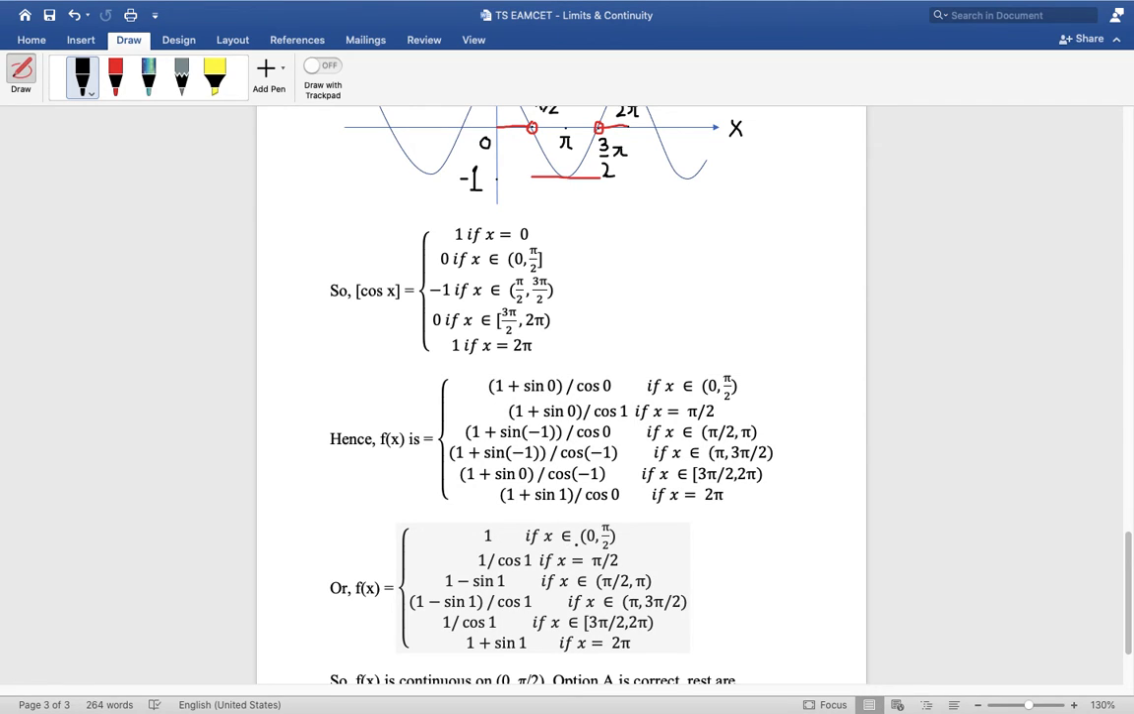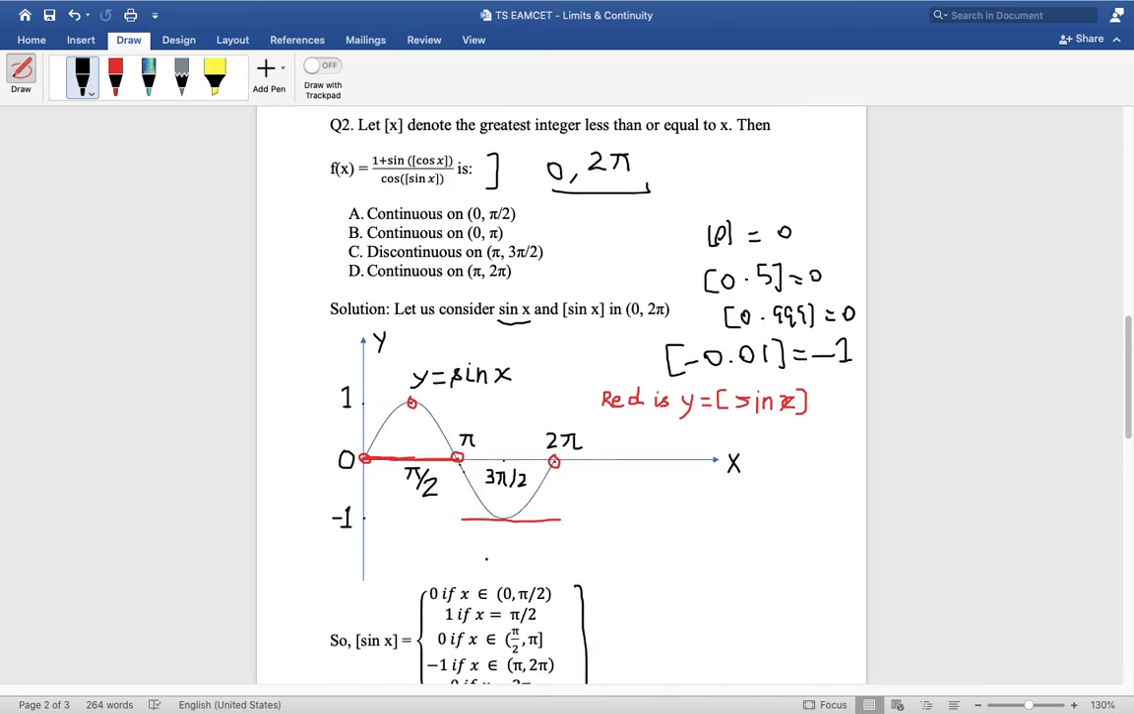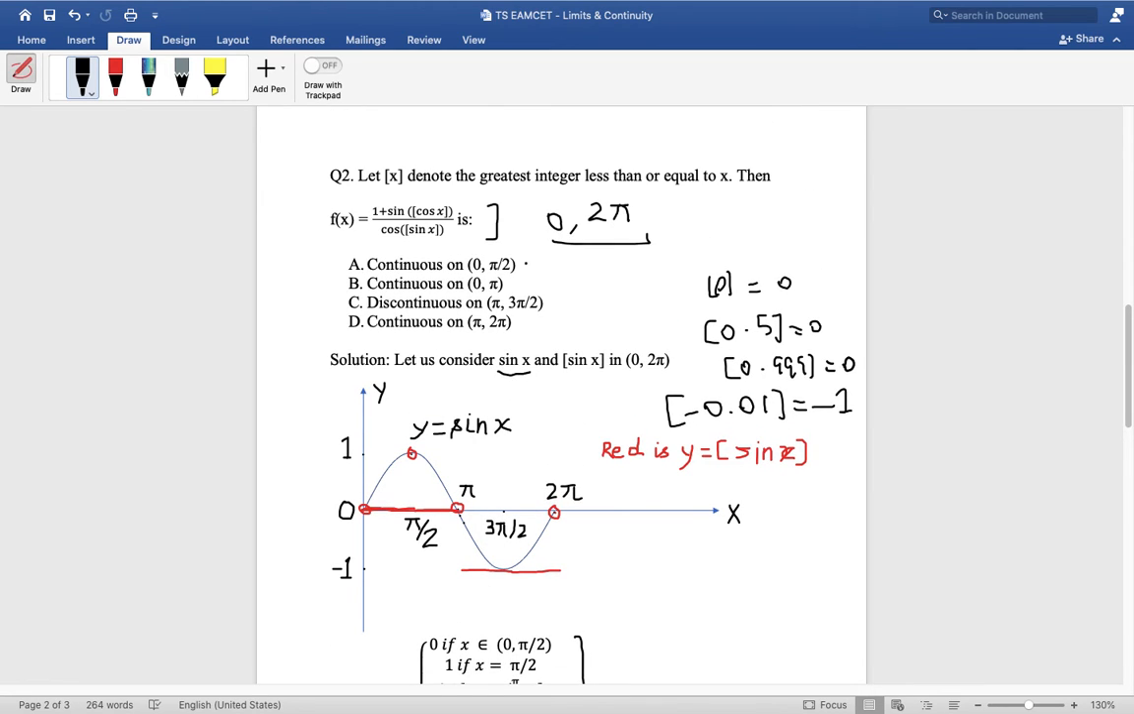So if x belongs to 0 to pi by 2, the value of function is 1. But as soon as x equals to pi by 2, it becomes 1 upon cos 1. And cos 1 is not 1, okay? So these two values are different. Hence, you can see the function is not continuous between 0 to pi, because there is a break at x equal to pi by 2, right? So continuous on 0 to pi? No.